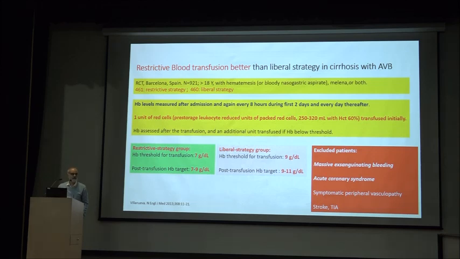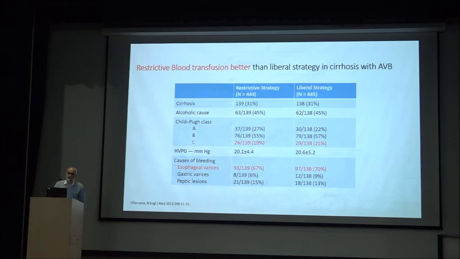In the liberal strategy group, the HB threshold for transfusion was 9 gram per deciliter and the post transfusion HB target was 9 to 11. But important is that these groups of patients were excluded: massive bleeding, acute coronary syndrome, symptomatic peripheral vasculopathy, stroke, TIA, because they might need higher hemoglobin levels. In the restrictive and liberal strategy groups, Child C patients were about 20% in both. Esophageal varices was the most common cause of bleeding, gastric and peptic ulcers the next.